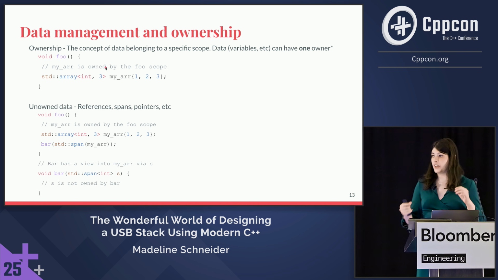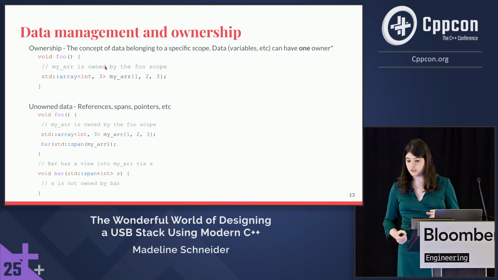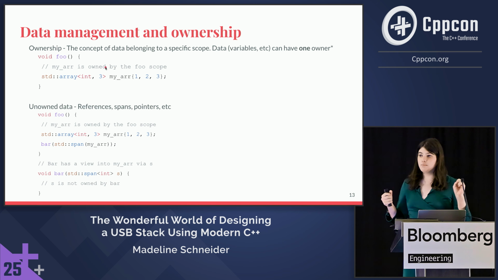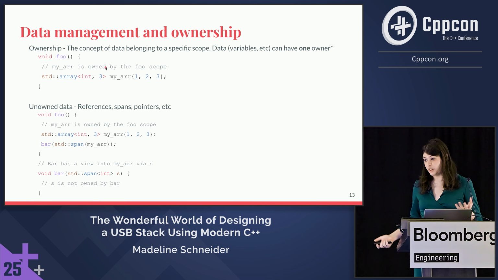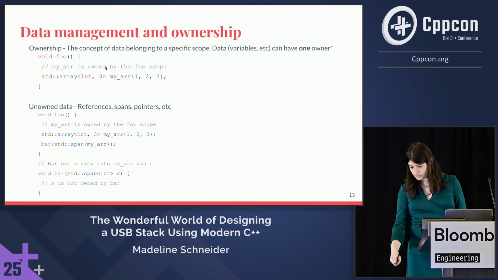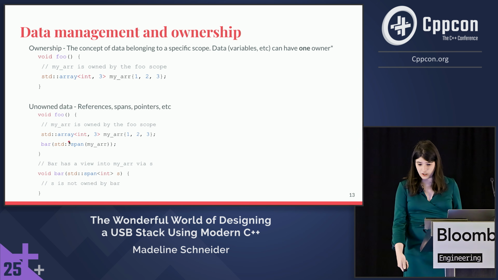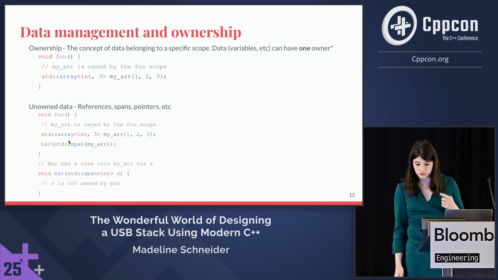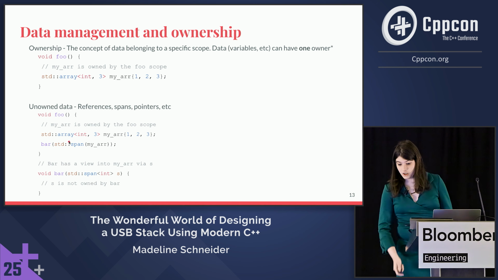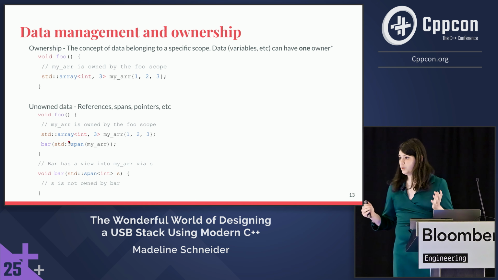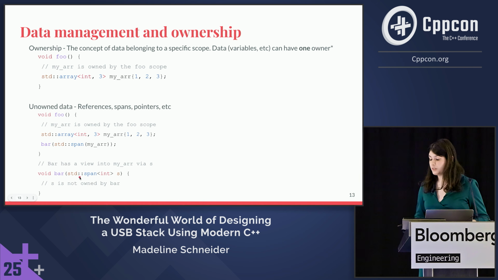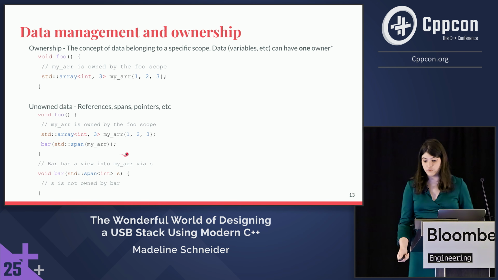Unowned data is another way to access a piece of data. So a reference, a span, a pointer, a view, anything like that. This is also typically called aliasing, where you have yet another way to access a specific piece of memory. And you can see in the example below that, once again, foo owns my array, and then I'm going to call bar with a span to my array. When bar destructs, my array will not be touched. The span will be destructed, but that's just a pointer and a length. My array will only be destructed when foo destructs.